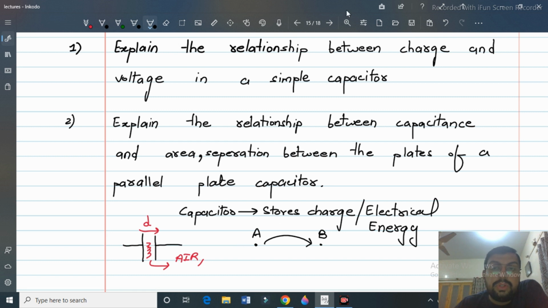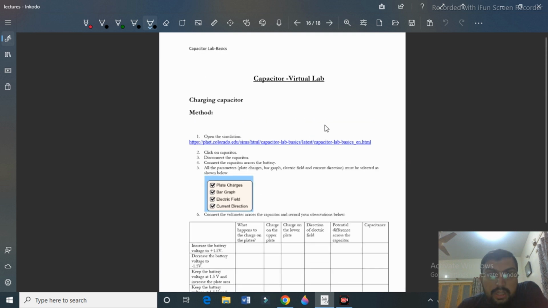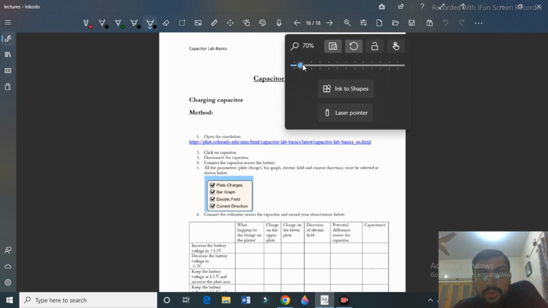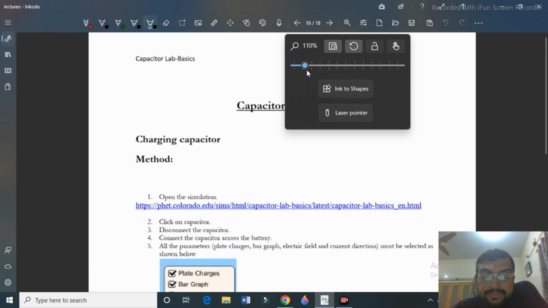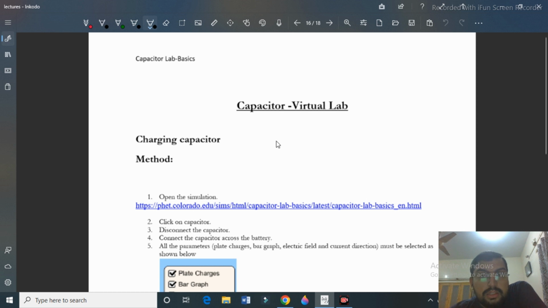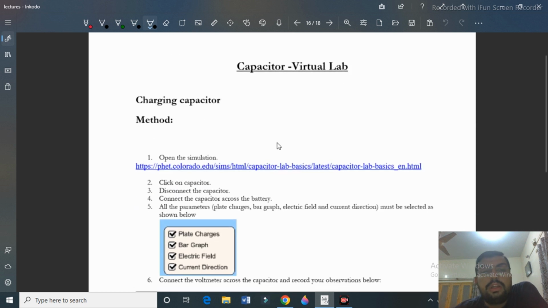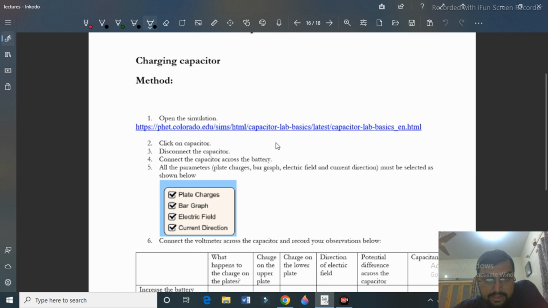Now let's move on to the main part of the lecture. We will be using a PhET simulation. How can you use it? Now look at it. Capacitor virtual lab, charging capacitor. The link is given in this sheet. You have to copy and paste it into your browser, and when you do, a simulation will open, and that simulation is Capacitor Lab: Basics.